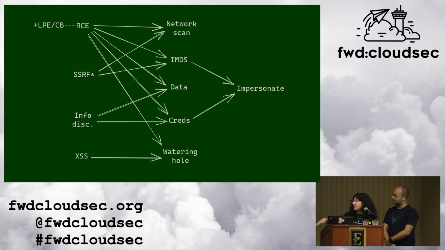And we tried to put that on a diagram. So obviously RCE is king. You can get anything you want from that, but you can also settle for a lot less. Either SSRF or information disclosure could be very helpful for attackers.